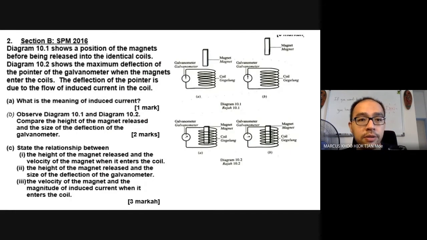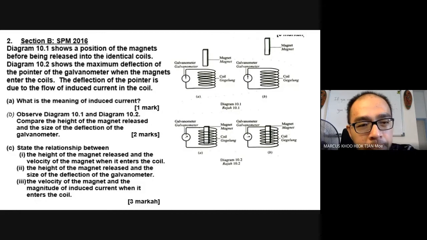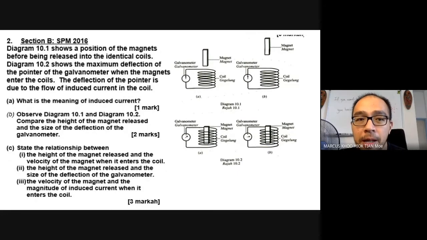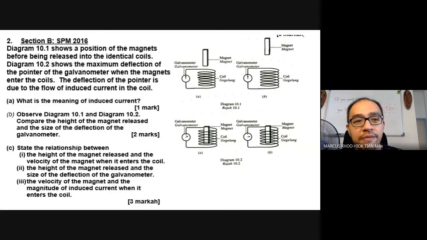What is the meaning of induced current? Who's after Mordecai? And Iqbal, what is the meaning of induced current? Induced current is the current produced when there is a cutting of magnetic field line. Yeah. Okay, I think that's a good answer. Okay, induced current is current that is produced when there is cutting of magnetic field lines. Hold on, I need to see where is the definition. The definition is much, much later. Okay, let's hold on to that first.